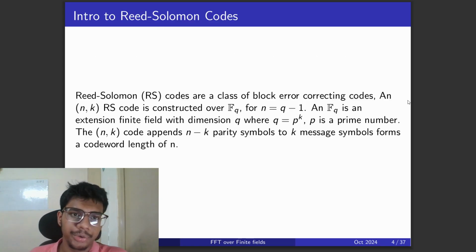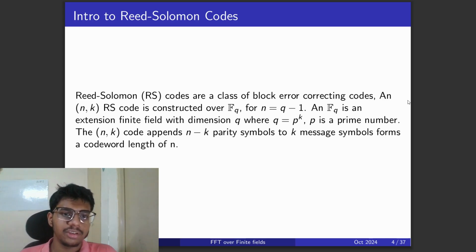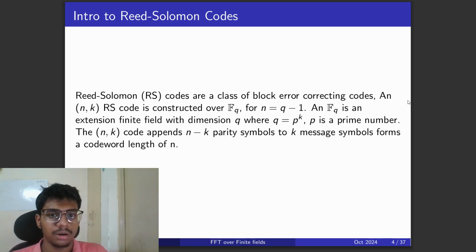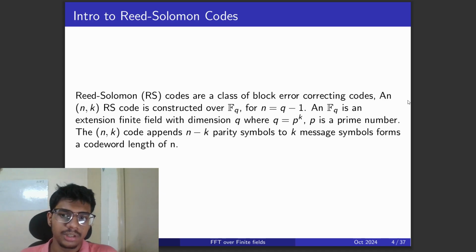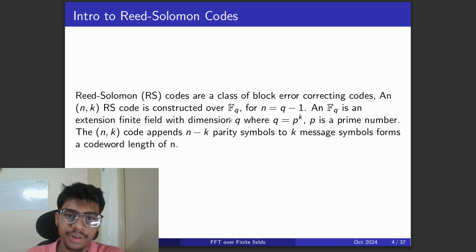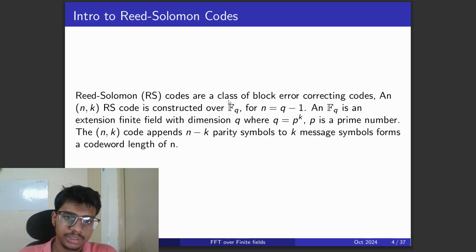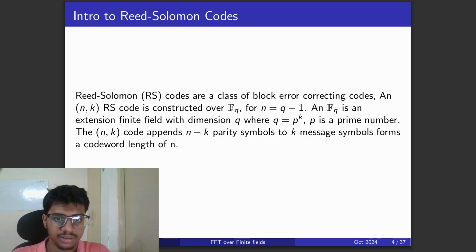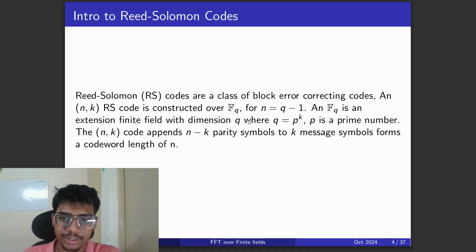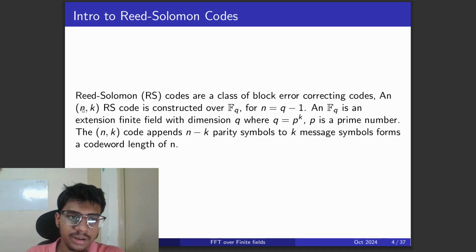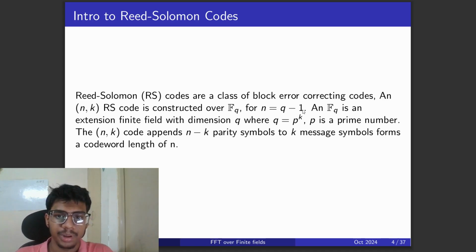So let's move on to Reed-Solomon codes. Reed-Solomon codes are cyclic block error correcting codes. Cyclic because they come under finite fields. A Reed-Solomon code is constructed over a finite field of dimension q. So this is read as finite field of dimension q, and the block length of the code should be equal to q minus 1.